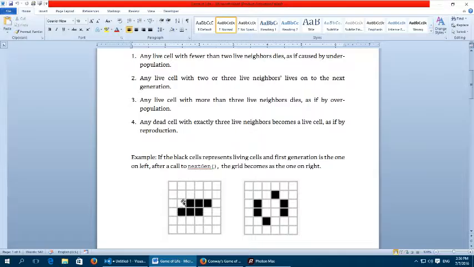And any dead cell, all these white cells, with exactly 3 live neighbors will become a live cell as if by reproduction. And so you can see for this cell, it had 3 live neighbors, it became a live cell. And that is what we are going to implement.